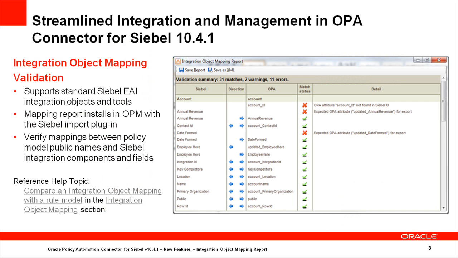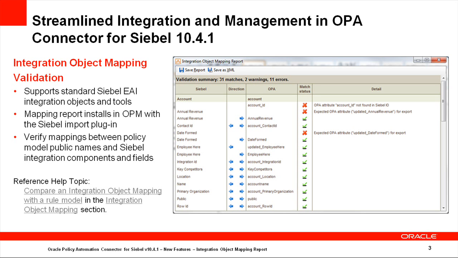One of the ways in which integration and management is streamlined in this version is with the addition of the Integration Object Mapping Validation Report. The integration supports standard Siebel EAI integration objects and tools. The mapping report installs an OPM with the Siebel import plugin, and it's used to verify mappings between policy model public names and Siebel integration components and fields.